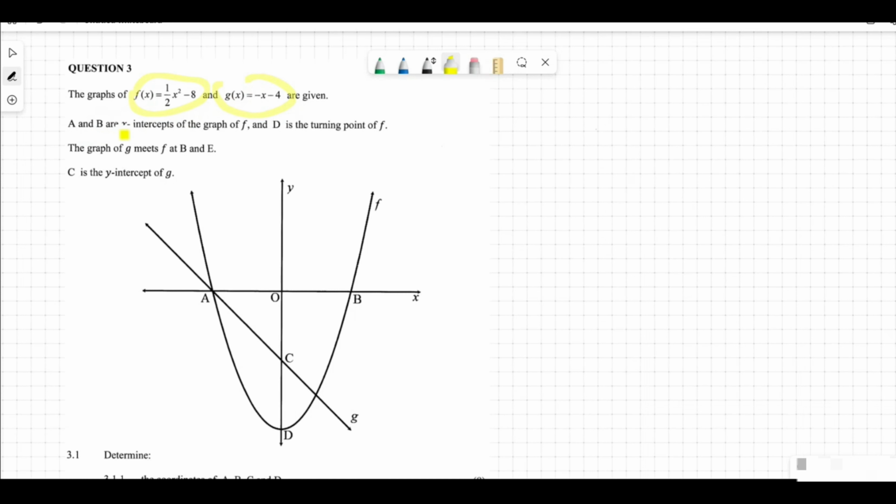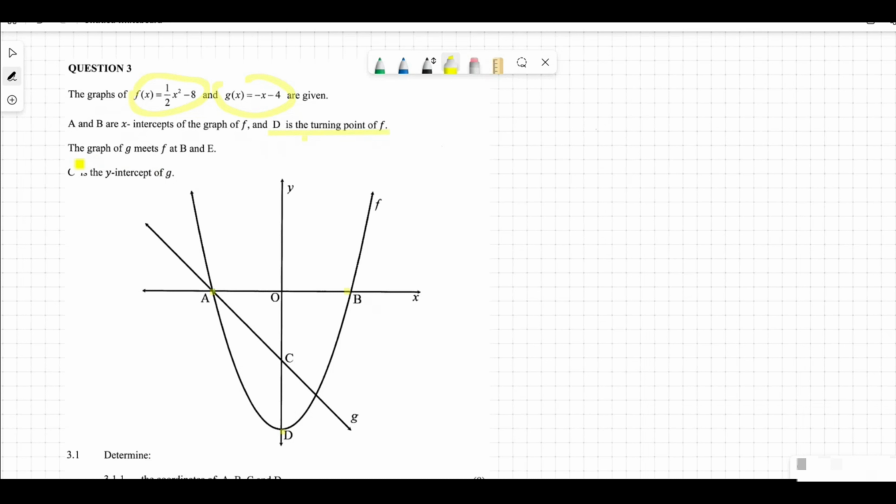A and B are x-intercepts of the graph of f, and D is the turning point of f. Where is D? There it is. D is the turning point of f.